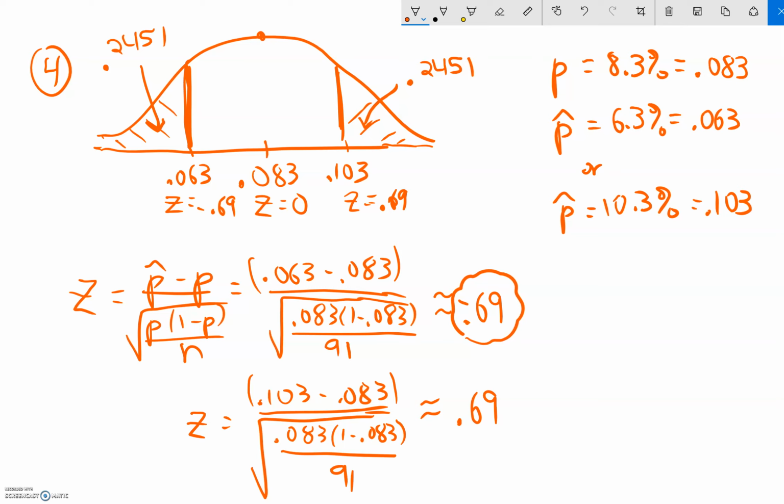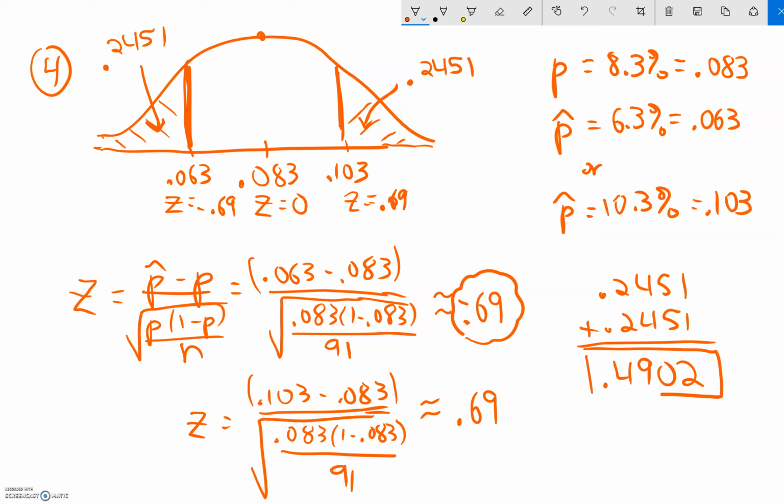So we can actually take a couple of ways to look at it. I can either add those two, or I can take 0.2451 and multiply by 2. Either way, we get 0.4902. Again, this is central limit theorem with proportions. And again, here's our formula for calculating z.